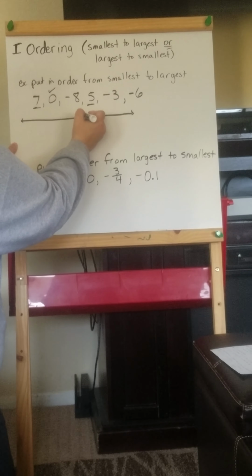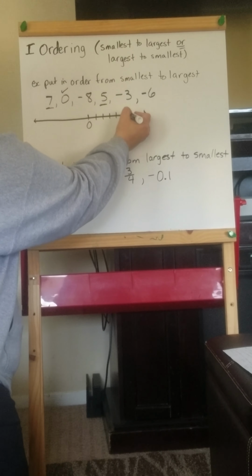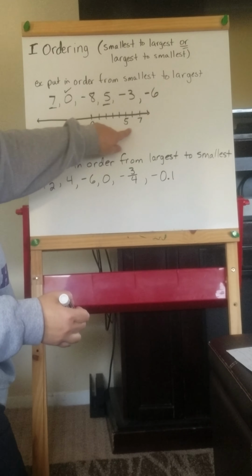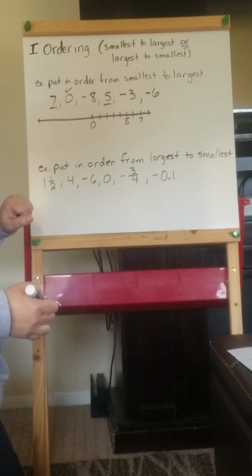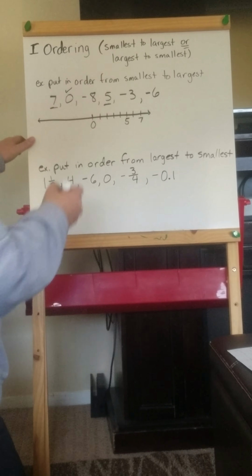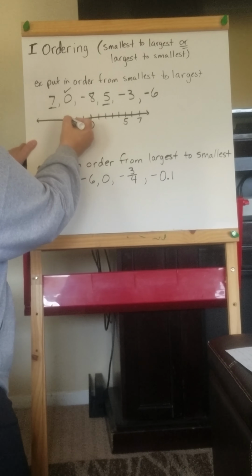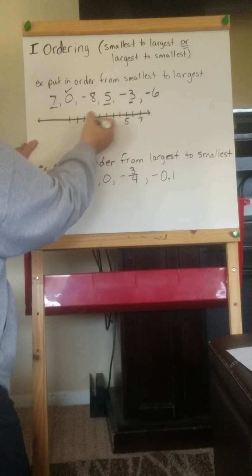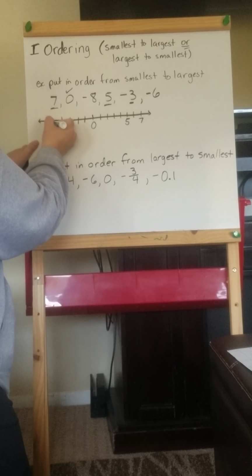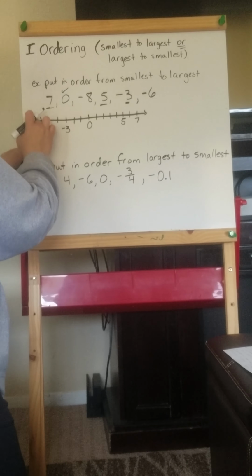So let's see. 1, 2, 3, 4, 5, 6, 7. Okay. So at least that's going to be part of our answer. Now, in terms of the negative numbers, remember, we're going to count this way, starting with -1. This is -1, -2, -3, which is one of our choices, -4, -5, -6. So we'll put that on there.